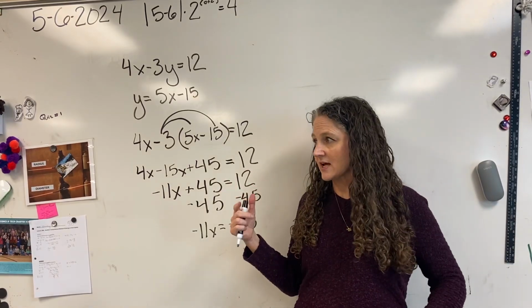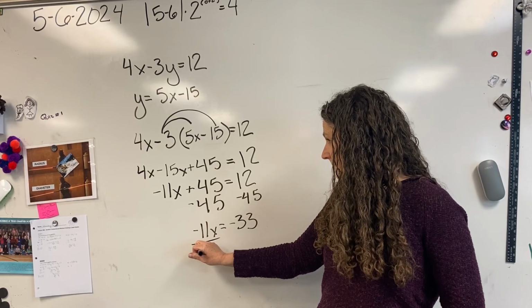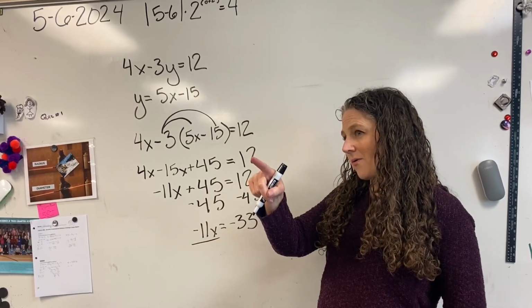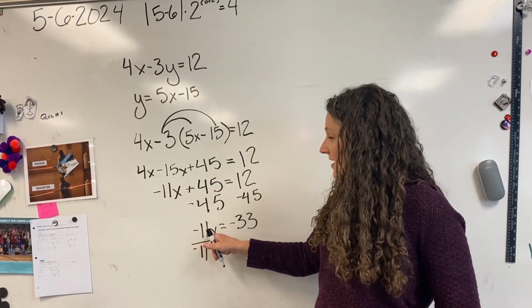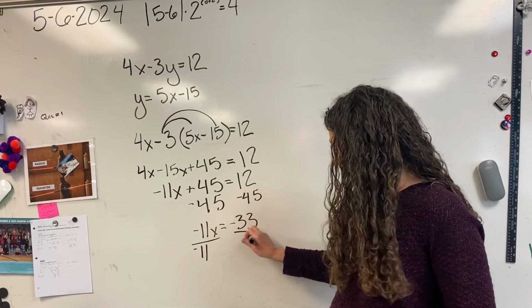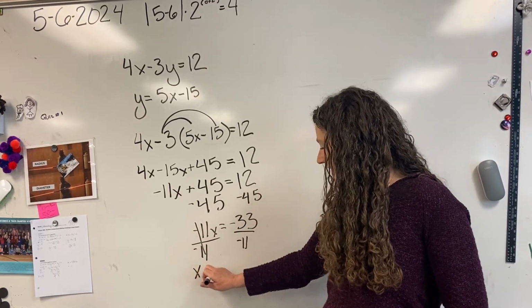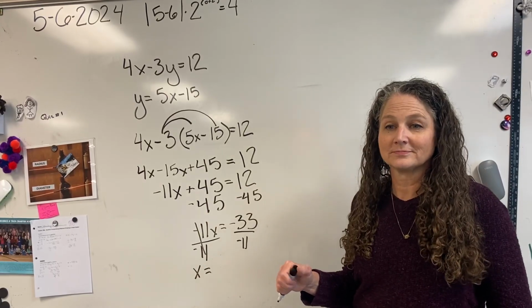How do I finish this guy? Trisha, what am I going to do? You're going to divide 11x by 33. By 33? Or do we divide? Bob, what are we going to do? Divide everything by -11. Divide by negative 11. Remember, we're going to want to divide by the thing that's next to the x. What is negative 33 divided by negative 11? What is it, Jaden? Positive 3.